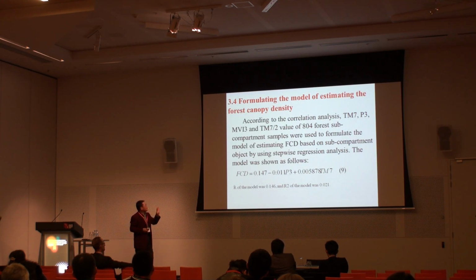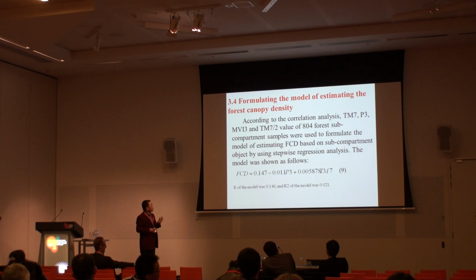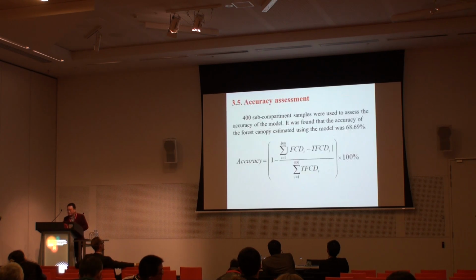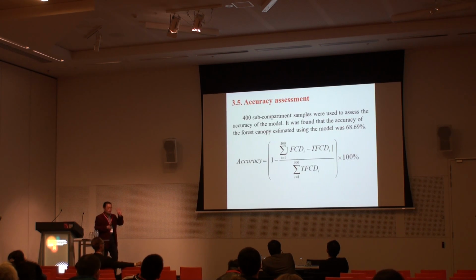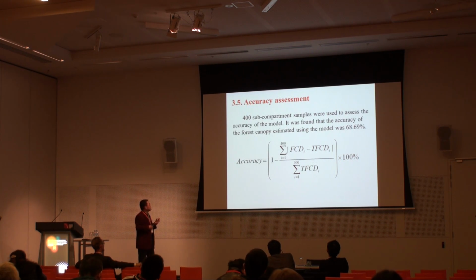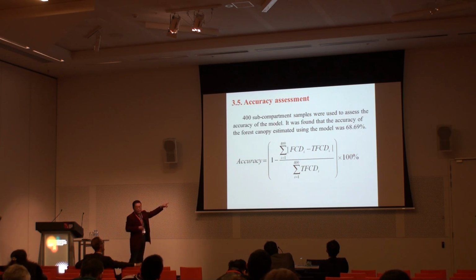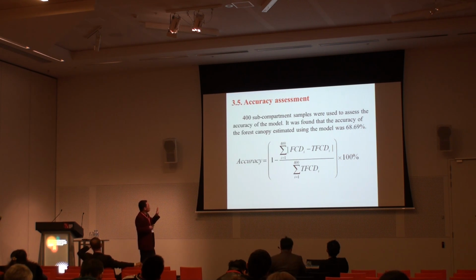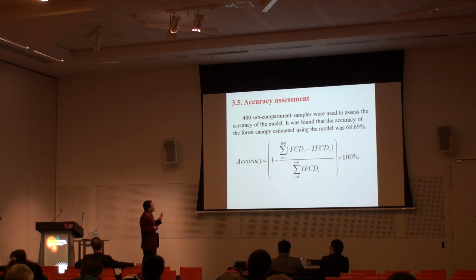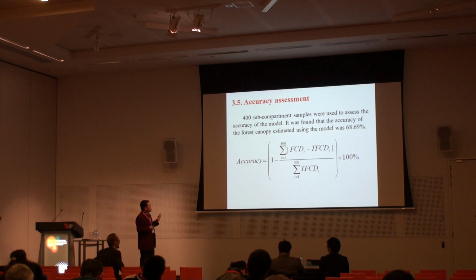We use 804 forest samples to create the model. We also use 400 samples to assess the accuracy of the model. This is the equation. It was found that the accuracy of the model is about 68%.